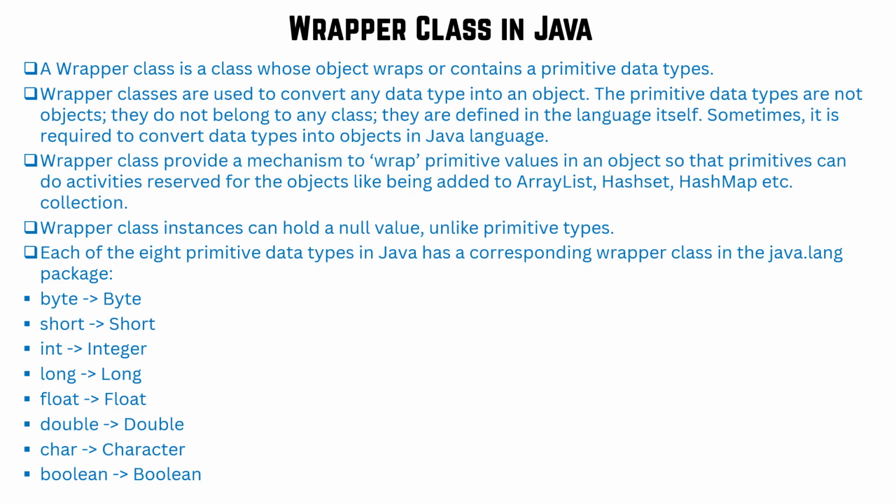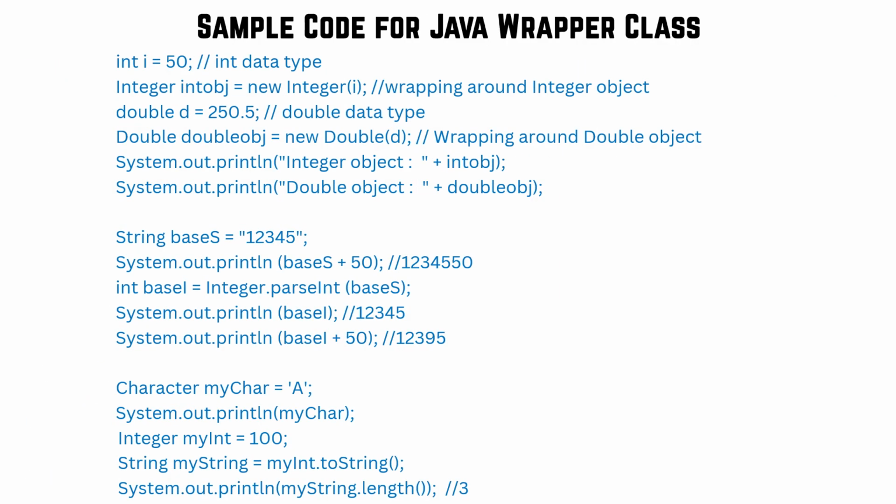There are 8 different wrapper classes available, one for every data type. So we can just convert them and use them as objects at a later point of time, so that it will be helpful when dealing with the Java collection framework.